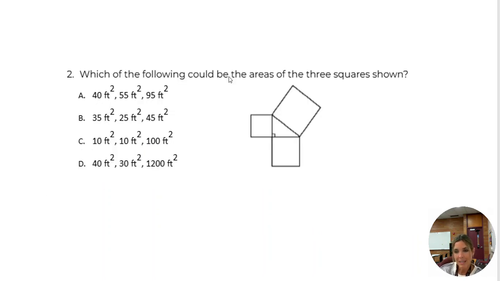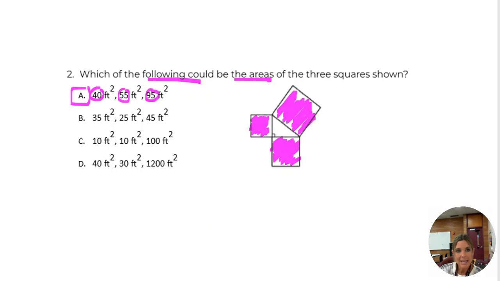Which of the following could be the areas of the 3 squares shown below? Okay, so the Pythagorean theorem proof says that if you take the area of this square and you add it to the area of this square, that is going to equal the area of this square. Okay, so which of the following could be areas? So we're looking for the one that when you take this one and you add it to this one, you get this one. And it happens to be A.